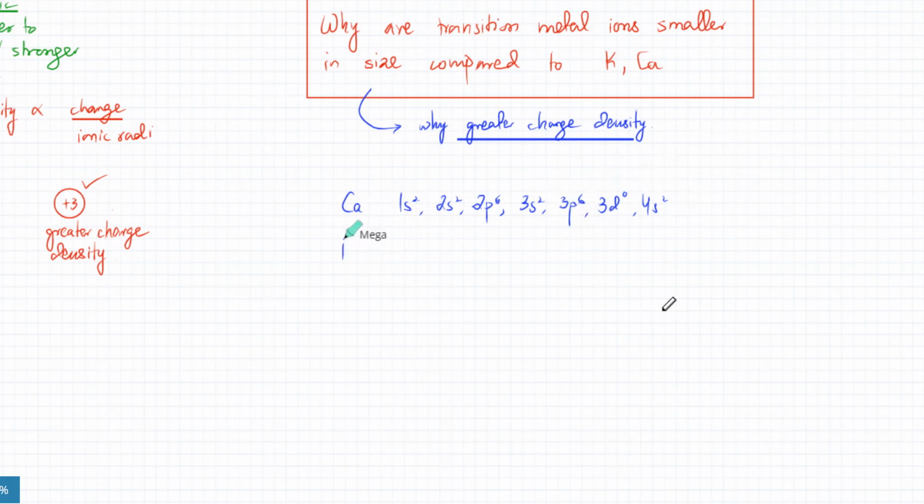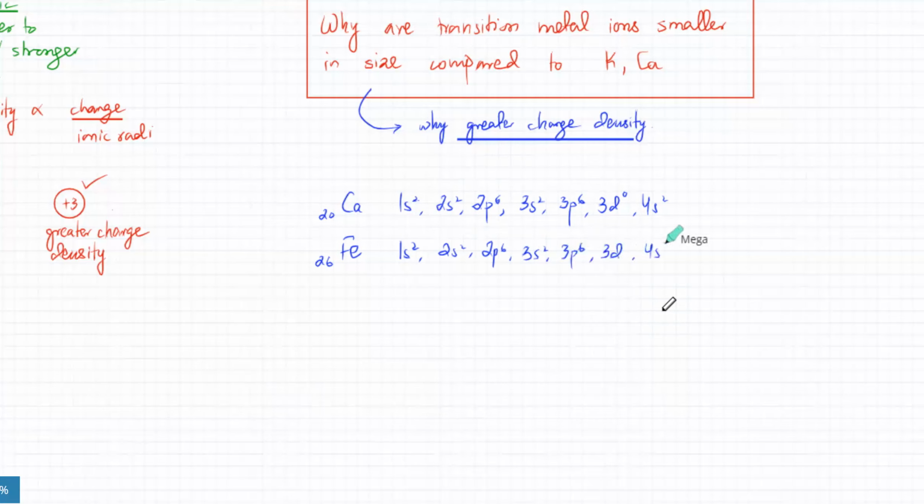Compare this with iron. Iron's got 26 electrons. This one has 20. The point we're trying to make here is the same thing: 3s2, 3p6, the 4s is filled further, then you have 3d6.